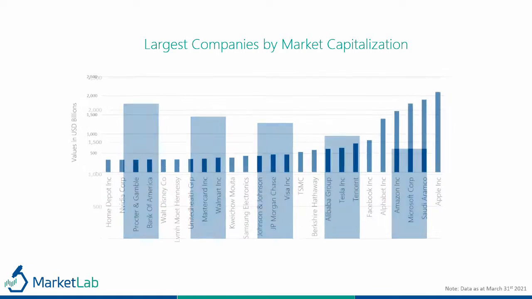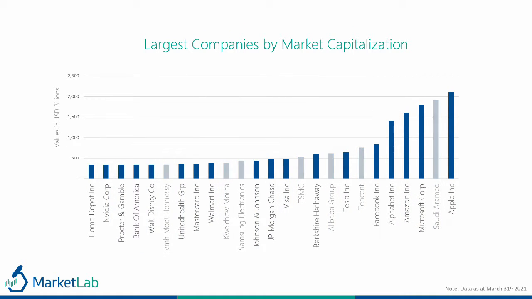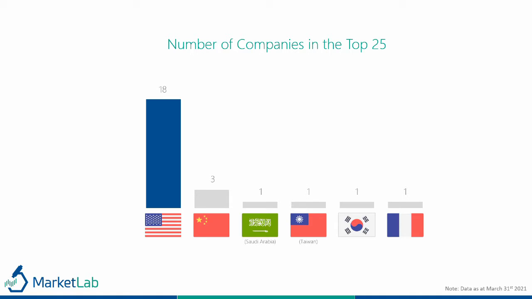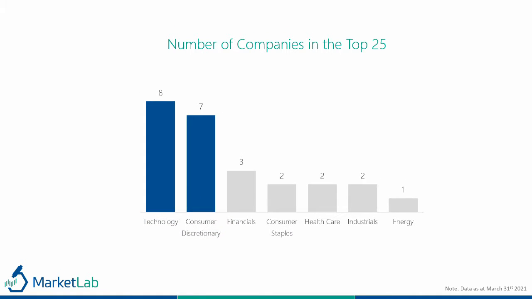The largest companies in the world, well, they're still pretty much all American. In fact, of the top 25 largest companies, only 7 aren't. And, as you can see here, the largest companies are really clustered in the tech and consumer discretionary spaces.